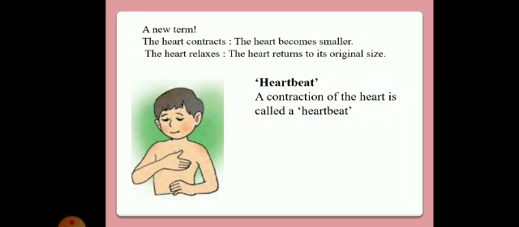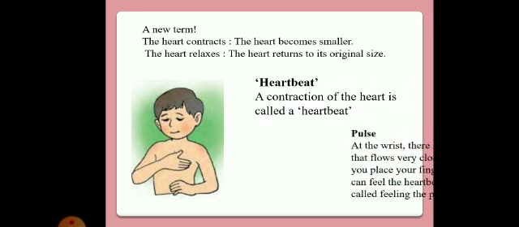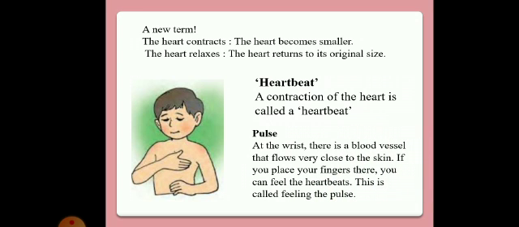If you place your hand on the middle of the chest, a little to the left, you can feel the throbbing of your heart due to the heartbeats. At the wrist, there is a blood vessel that flows very close to the skin. If you place your fingers there, you can feel the heartbeats. This is called feeling the pulse. You can see here in the picture.